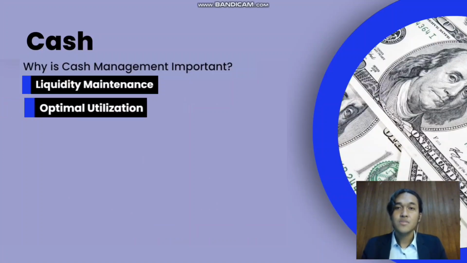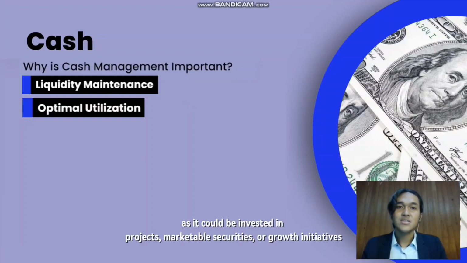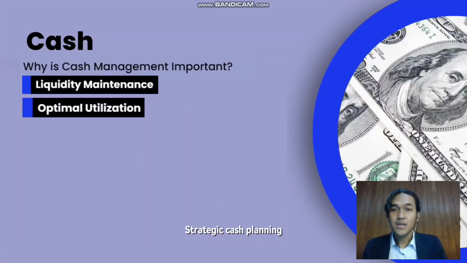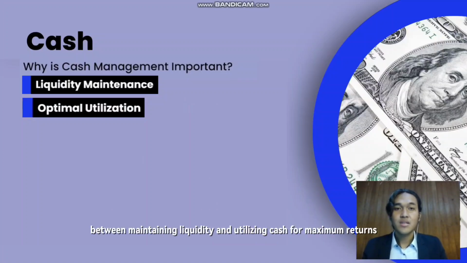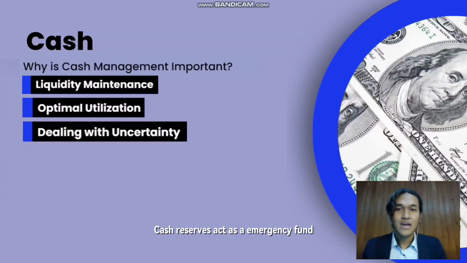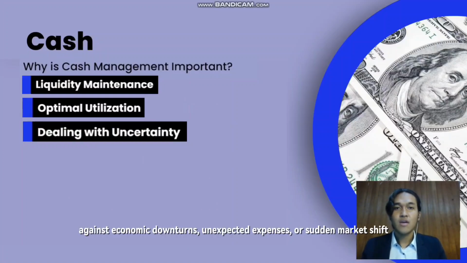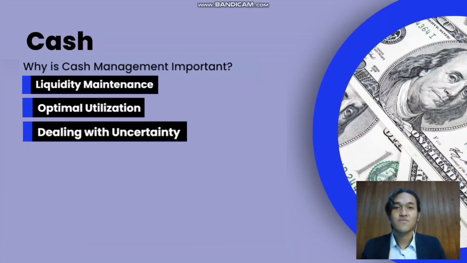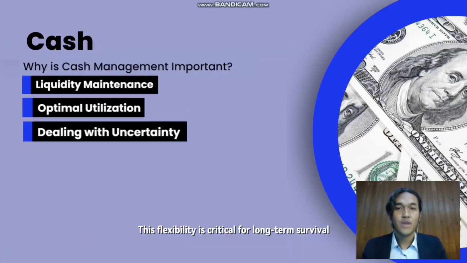Second is for optimal utilization. Excess cash, if left idle, represents an opportunity cost as it could be invested in projects, marketable securities, or growth initiatives. Strategic cash planning ensures the right balance between maintaining liquidity and utilizing cash for maximum impact. And third, for dealing with uncertainty. Cash reserves act as an emergency fund against economic downturns, unexpected expenses, or sudden market shifts. This flexibility is critical for long-term survival.